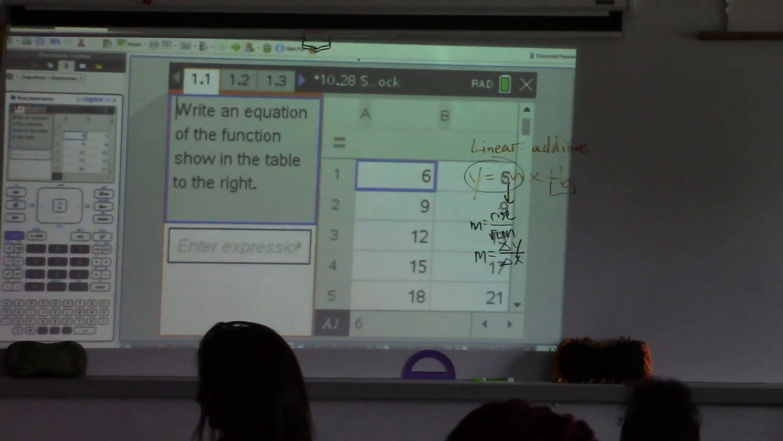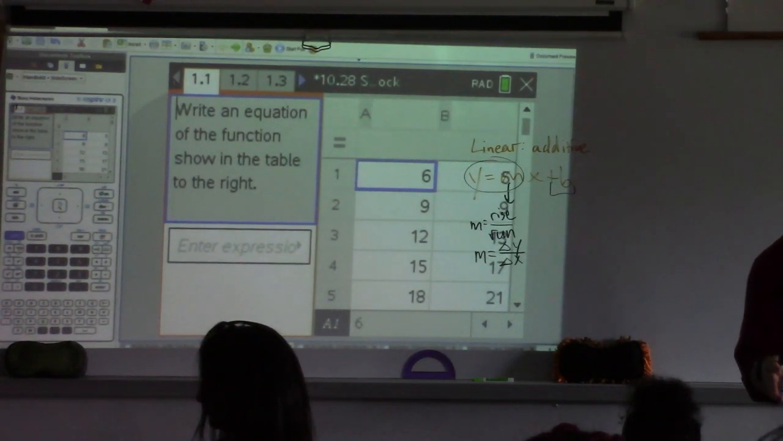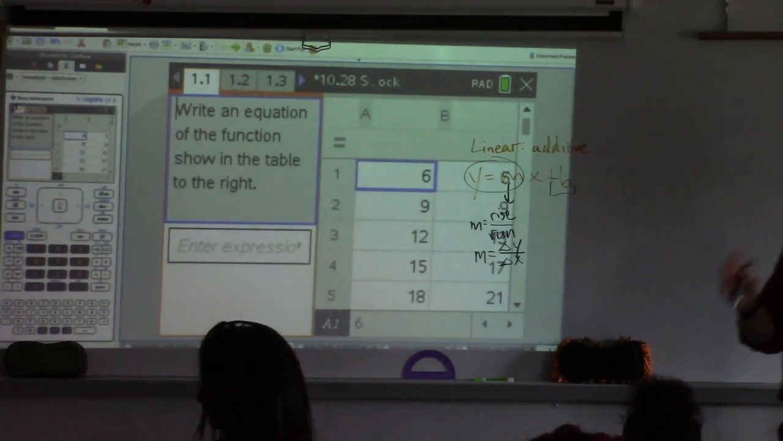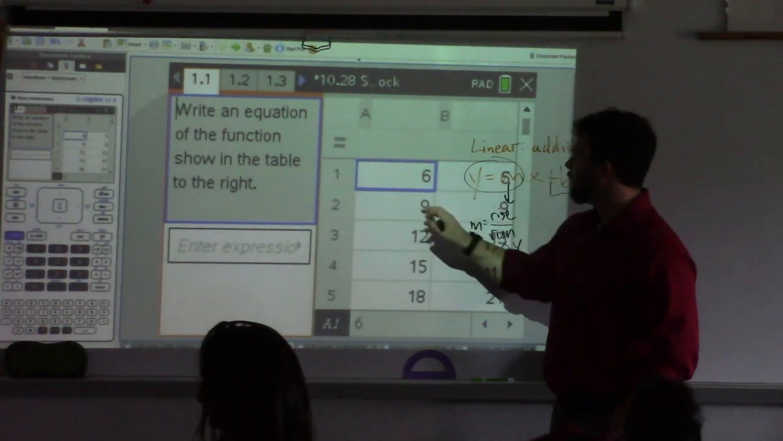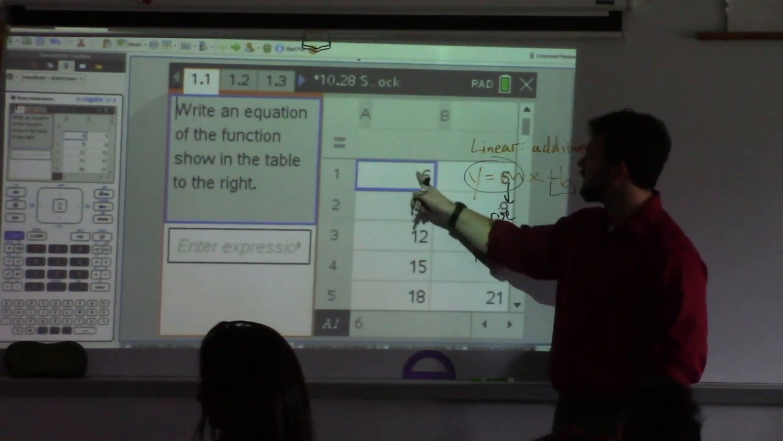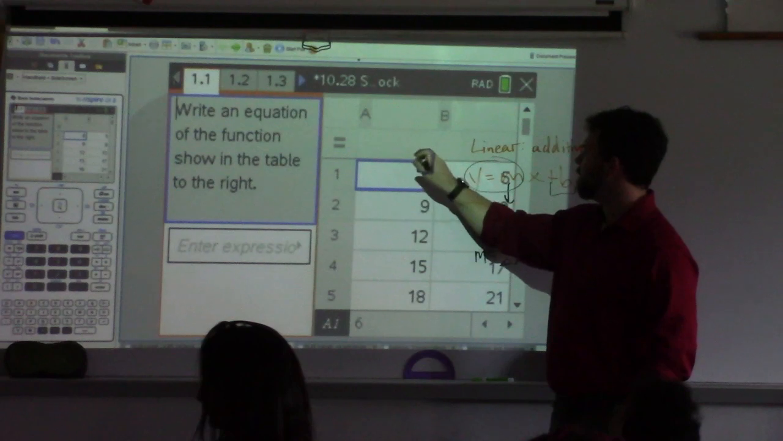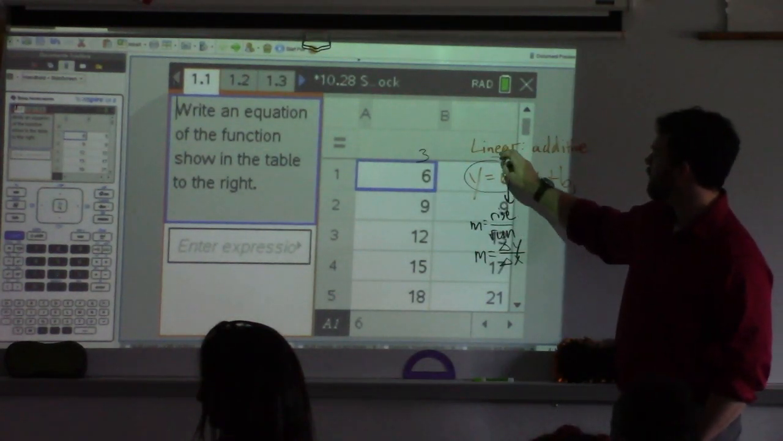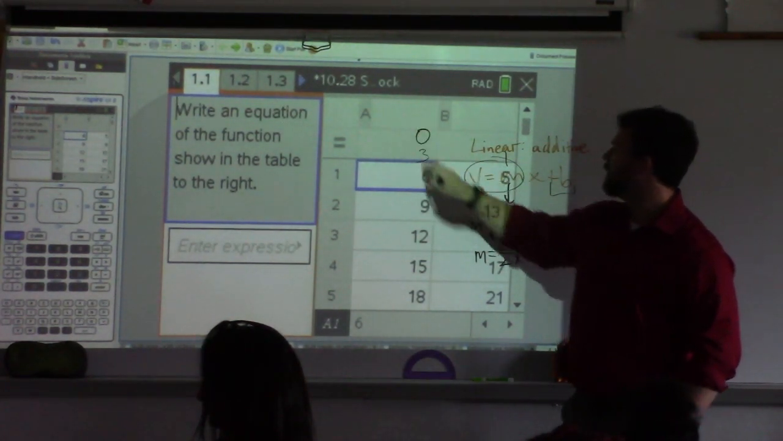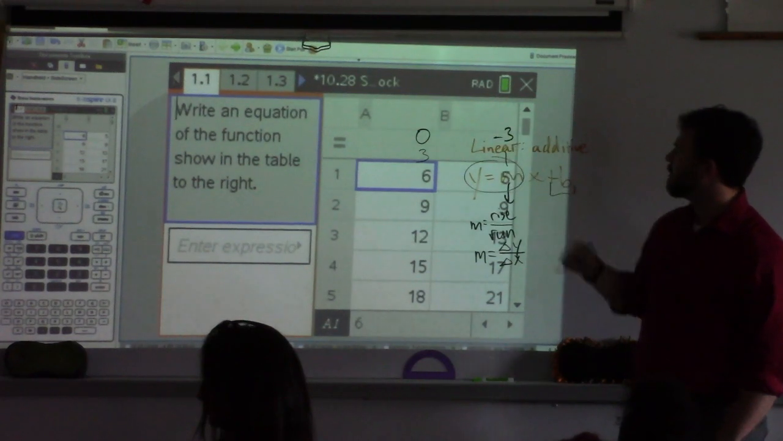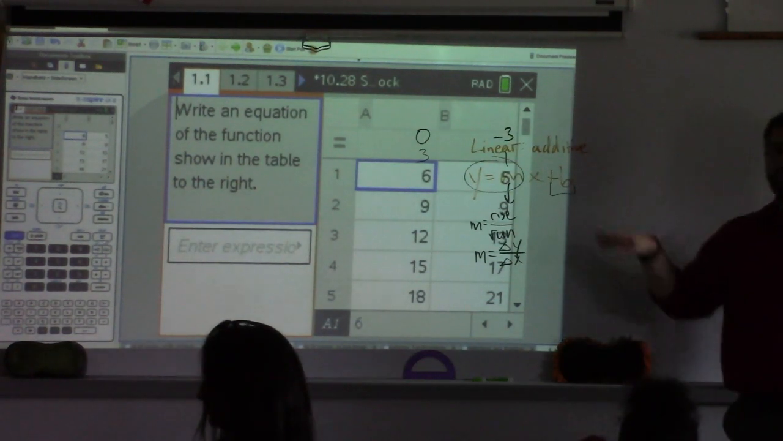Y-intercept is when the x is 0. Right. Remember, the y-intercept is when we intersect the y-axis, and so the x value is 0. So I need to keep going backwards. What's the previous x value that I could look at? 3. The 3 is previous, y is 1, and then 0, negative 3. Right?